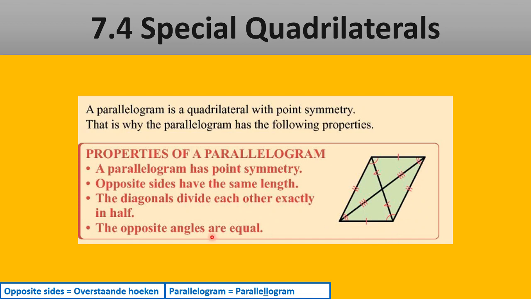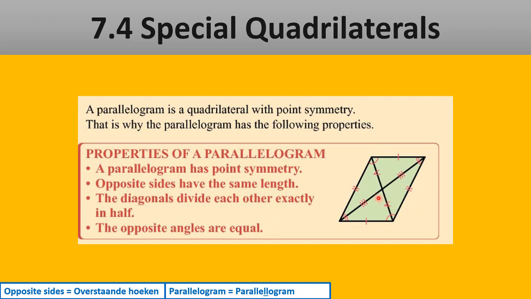They're also parallel. The diagonals divide each other exactly in half. What does that mean? Well, you see the intersection point right here of those lines. This line segment is now equally long to this one. That's why it's also notated like this, right? And this one is equally long to this one.